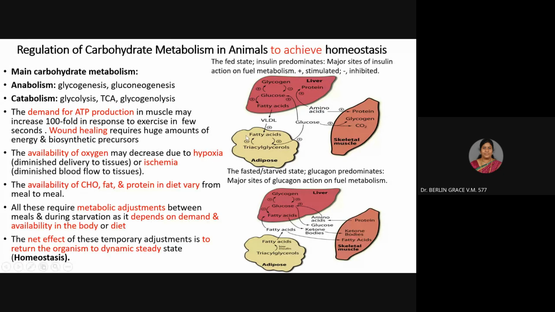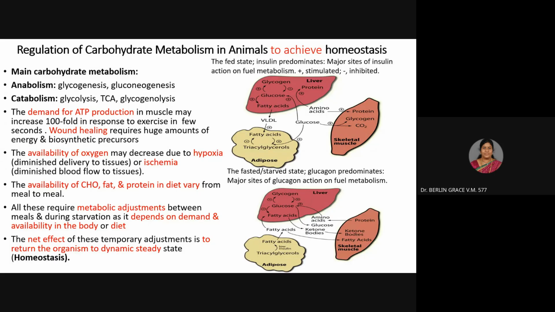Similarly, the reverse, glycogenolysis, breakdown to glucose, is decreased because we are in the fed state. There is no requirement for the glycogen to break down. So that is indicated as negative in the liver. Similarly, if you look at the skeletal muscle also, such adjustments are happening simultaneously.